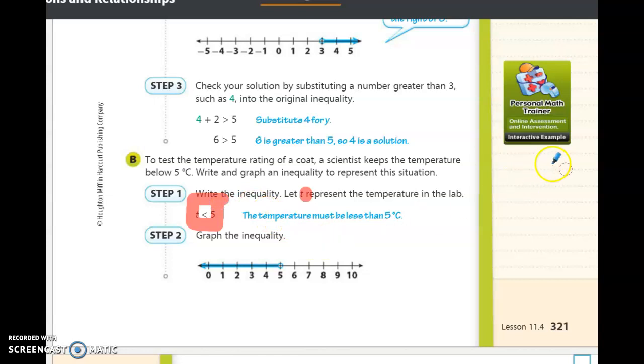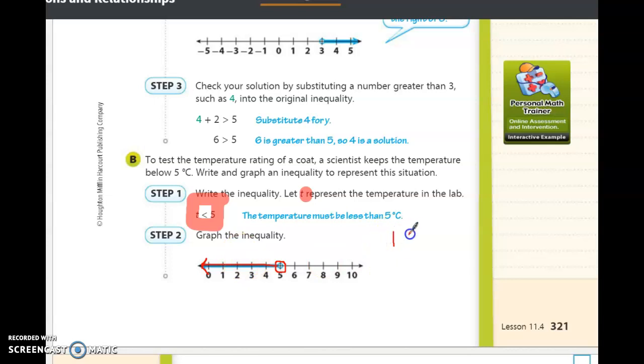When we graph that, again, there's an open circle. The temperature cannot be 5, but it can be any number less than 5. Once we graph it, we pick a number that's in the highlighted area and put it in to see if it works. So let's pick 1.